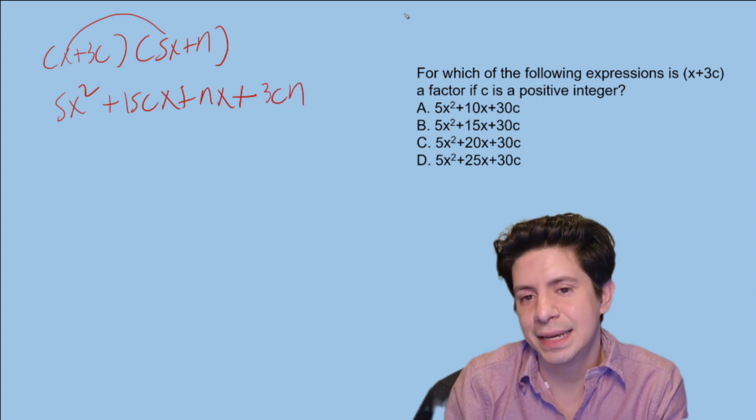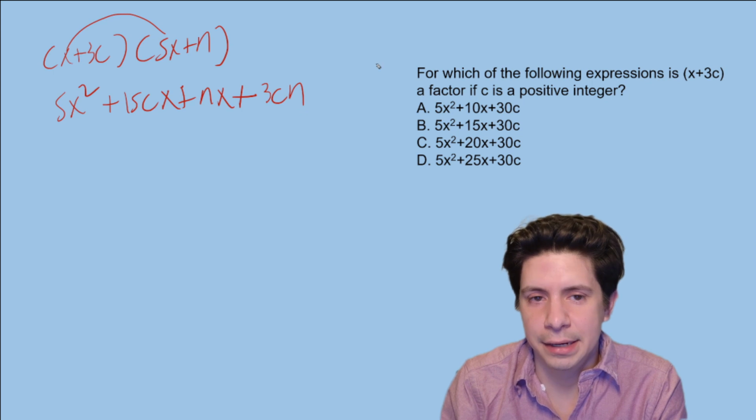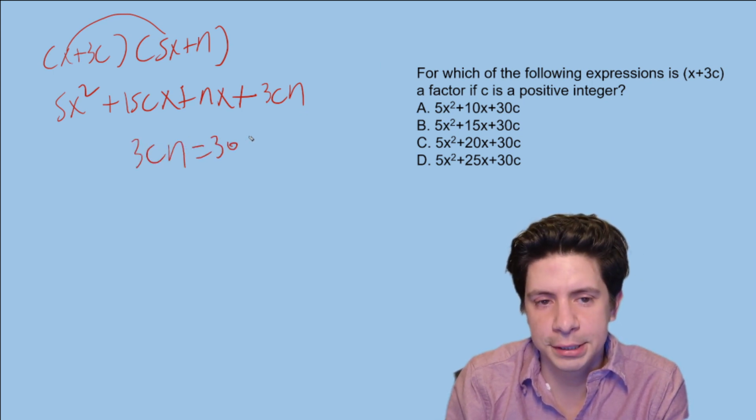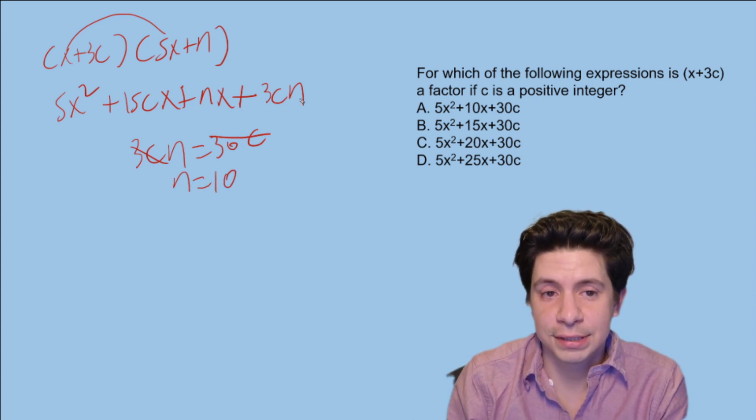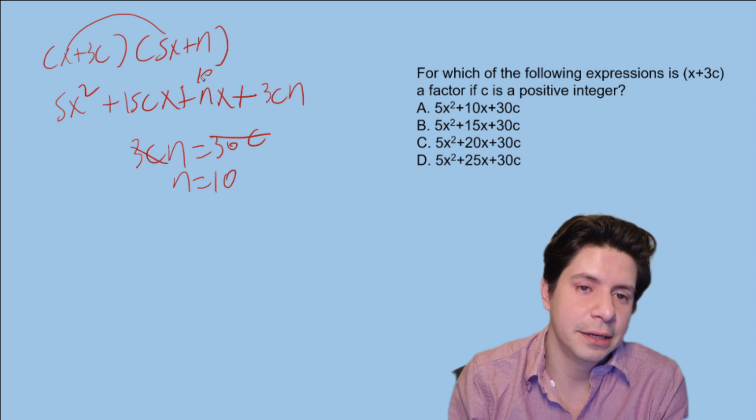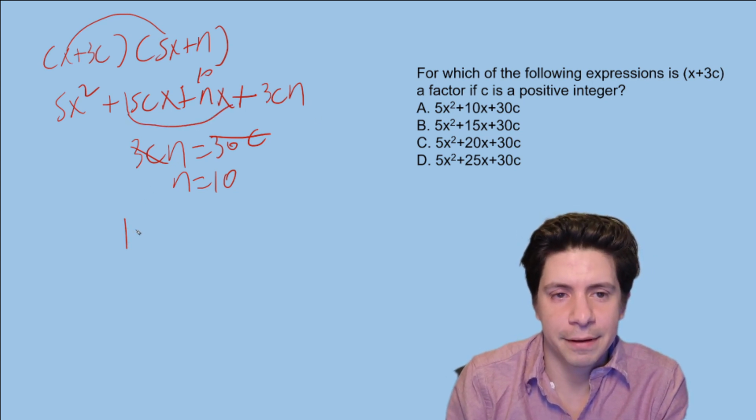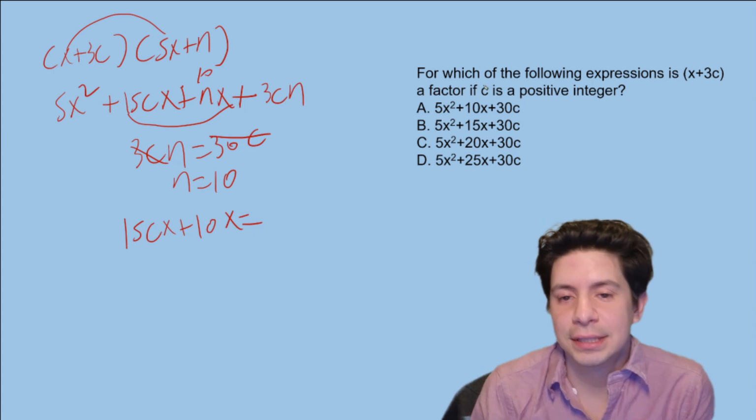And now 3cn is telling us that this is going to be all 10. So 3cn, why is that right? Equals 30c. Divide by 3c, you get n equals 10. So once we have n equals 10, we can plug that in here. And this part has to equal the middle part. So we're going to have 15cx plus 10x equals something. Which of these could it work for, right?